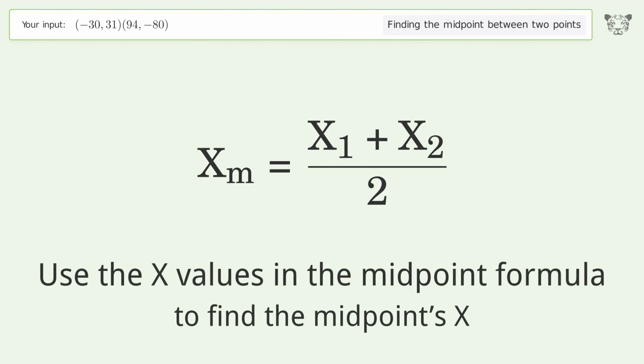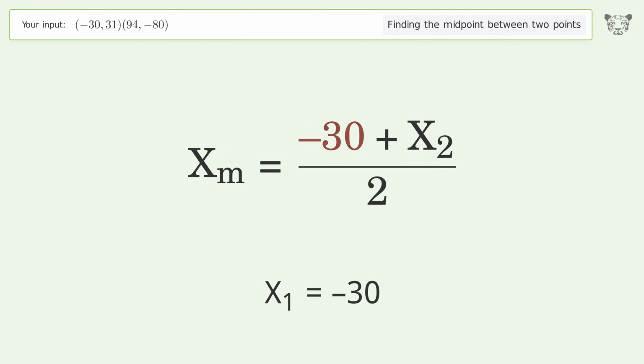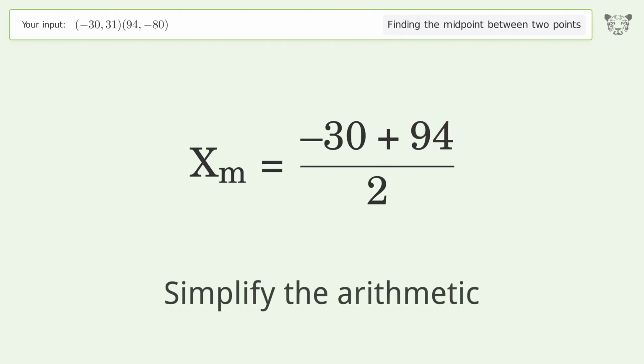Use the x values in the midpoint formula to find the midpoint's x. x1 equals negative 30. x2 equals 94. Simplify the arithmetic.